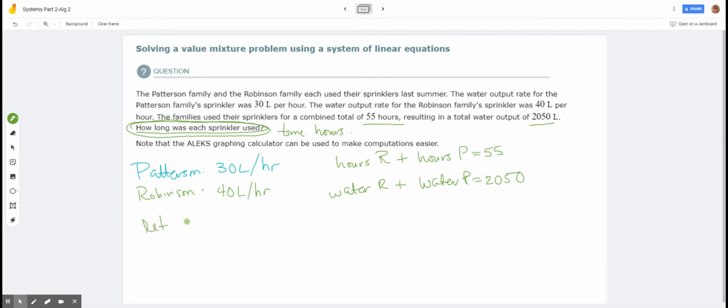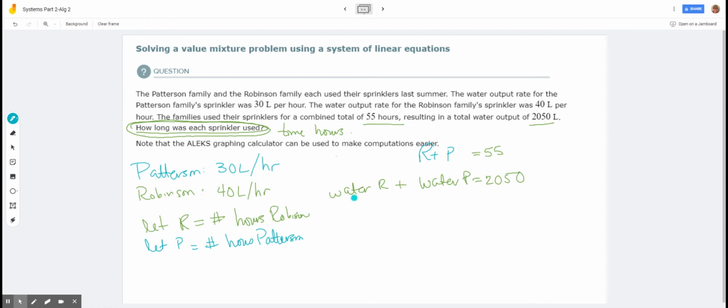Whatever your question is, that's your variable. I'm going to say let R equal the number of hours that Robinson used. Let P equal the number of hours Patterson used. So now we know we can change this. I can actually just erase the words hours, and I will get R plus P equals 55. I'll make it look nicer though. R plus P equals 55.